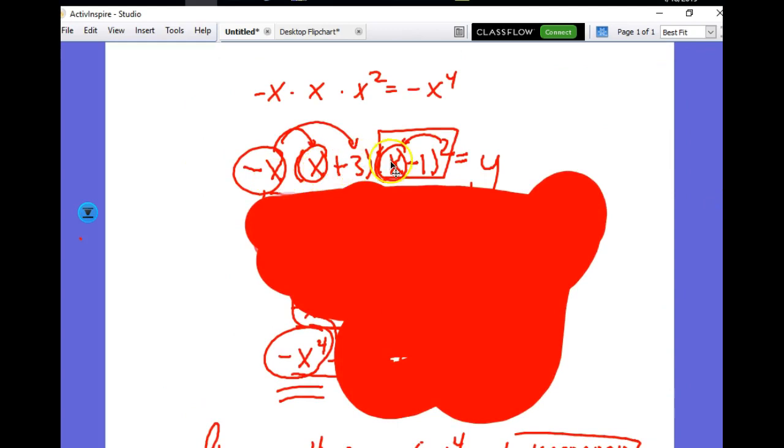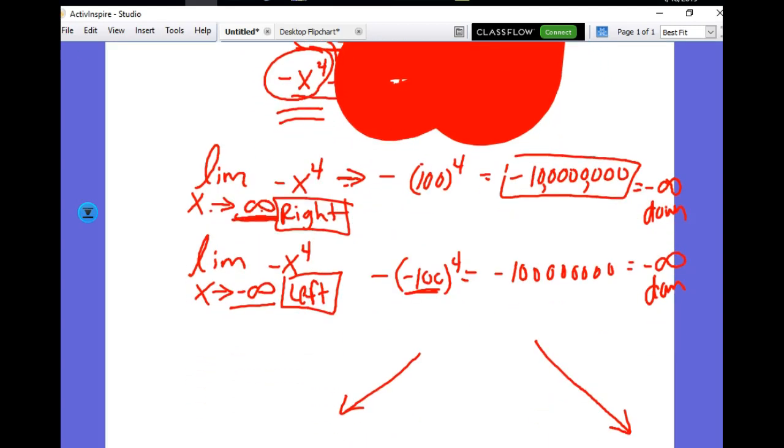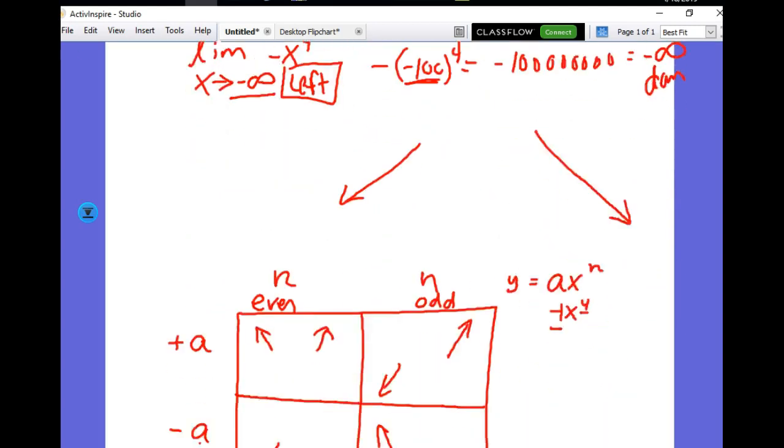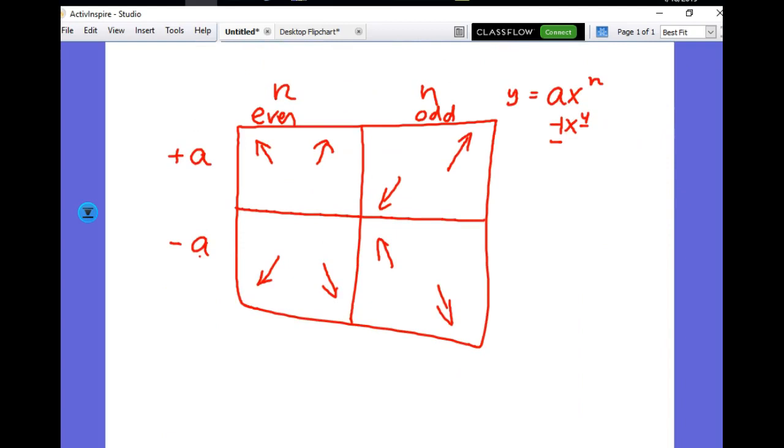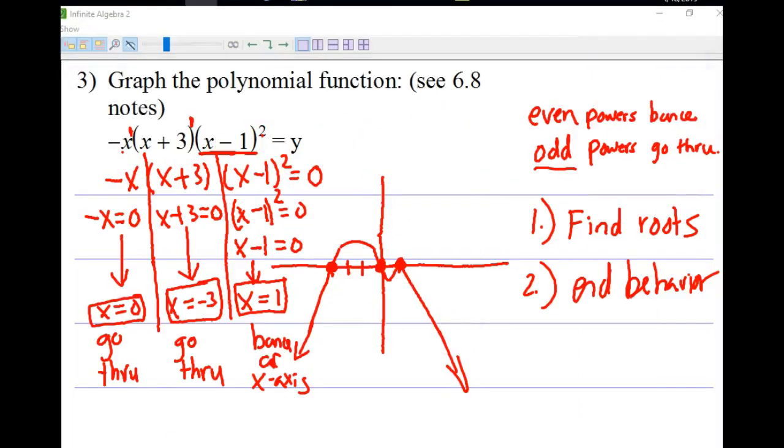Take each term, multiply them all together to get your first term, which tells us the end behavior. You can either figure it out by plugging in big numbers, or you can just use the chart, whatever you prefer. And then finally, we have to look for bounce points. Where does it bounce off of the x-axis and where does it go through the x-axis? After that, you should be able to connect the dots and get a pretty decent picture. So that's how you graph one. So if you're using the chart, it doesn't really have to be that long. It's actually pretty quick and easy.